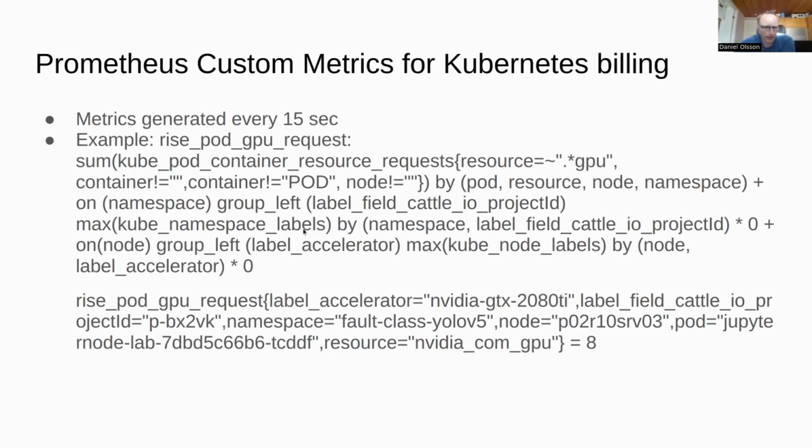And at the bottom you can see one data point, and you can read out that 8 NVIDIA GPUs were used by which pod and which node it was running on, and which namespace, and also which tenant. So using this information, it's easy to keep track of who is using what, and also calculate the billing costs for that tenant.